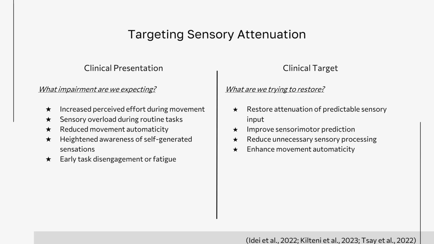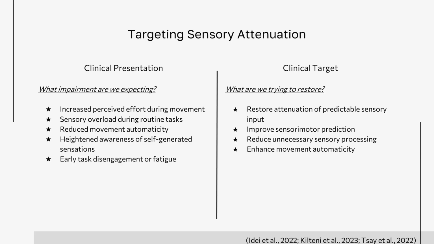Heightened awareness of self-generated sensations, that's a reduction of the loss suppression, so that more internal signals are now being processed and updated as external error that needs to be updating the internal model, which leads to early task disengagement and fatigue. This is one of the mechanisms: the process of trying to update the internal model costs energy. It takes time. It has metabolic costs in the brain, and it has a cost physically to complete the task.